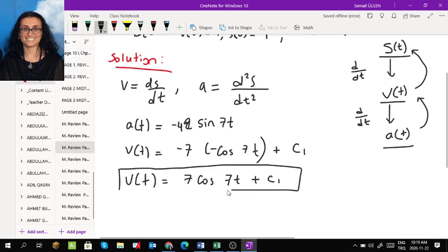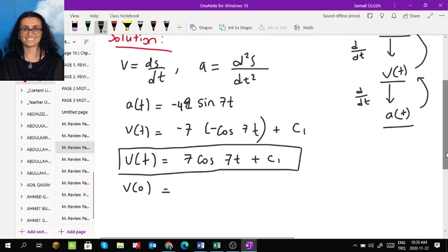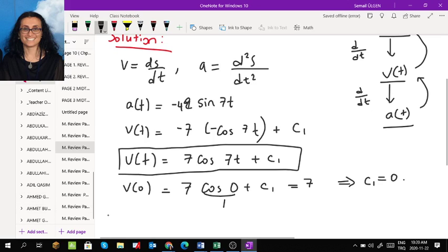But we need to find c1. We are given v of 0, which is 7. Since v of 0 is 7, we put in the value 0 here. 7 cosine 0 plus c1 is equal to 7. Cosine 0 is 1, so this implies that c1 is equal to 0. Okay, so now we know what v of t is. v of t is 7 cosine 7t. That's it. So this is our v of t.